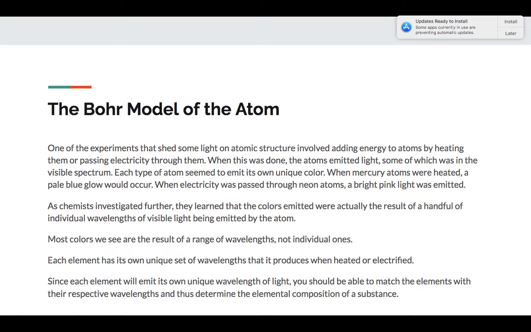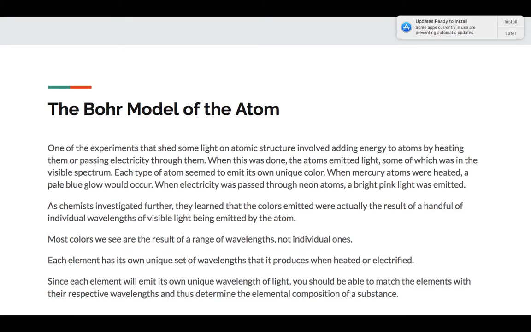So one of the experiments that shed light on atomic structure involved adding energy to atoms by heating them or passing electricity through them. And when that was done, the atoms emitted light, and some was in the visible spectrum. Each type of atom emitted its own unique color. So, for instance, when mercury atoms were heated, a pale blue color would happen. And when neon atoms were heated, then it was bright pink that was emitted.